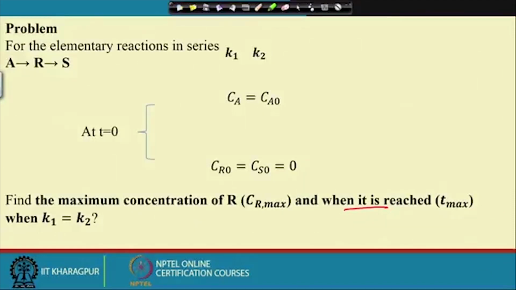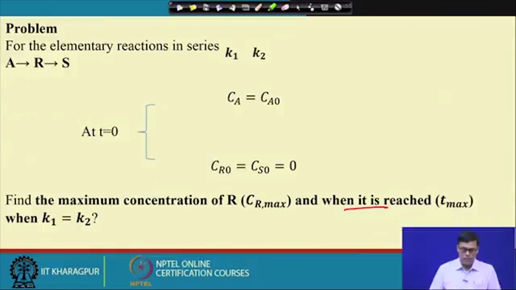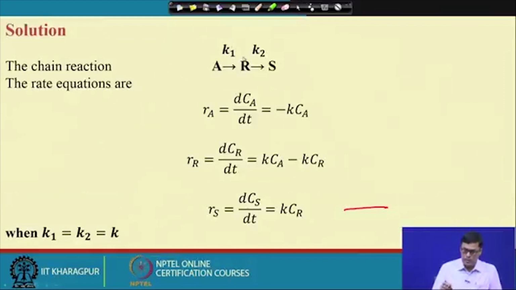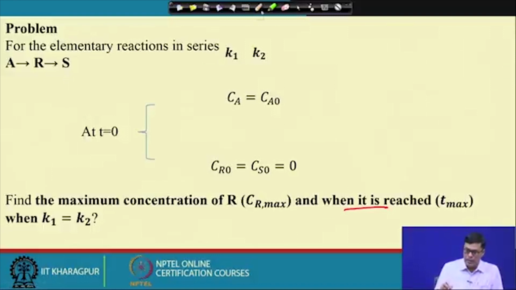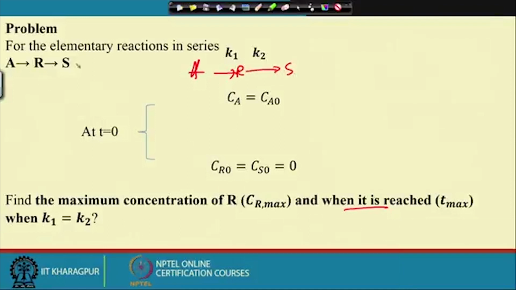Now, the last problem that I want to discuss today is the chain reaction, that I have already discussed the theory part of. Unfortunately this has gone to this side. So, if you look at A to R, R to S, I can write here A to R, R to S like this. So, this is shifted here. So, it is like this.